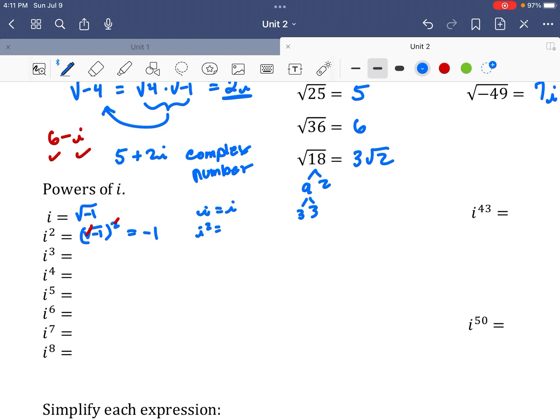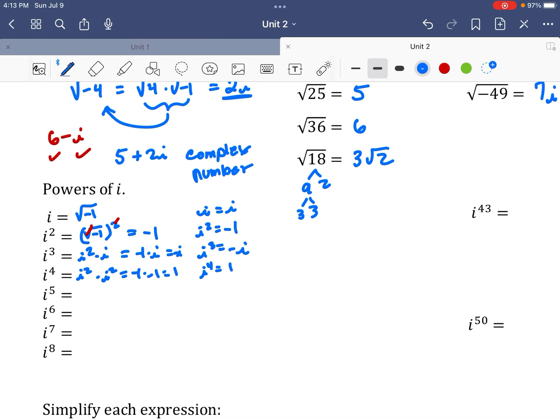i squared is -1. Then we come down to i to the third. Well, if you follow your exponent rules, i to the third is just going to be i squared times i, right? If you split it up. So that's just going to be -1 times i. So that is -i. And then you have i to the fourth. Well, i to the fourth is, if you break it up, i squared times i squared. Well, that's -1 times -1. So that would be +1. So i to the fourth is +1. Now, here's where it starts getting a little funny.